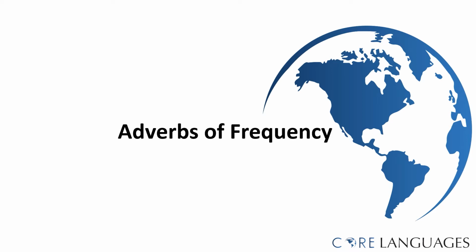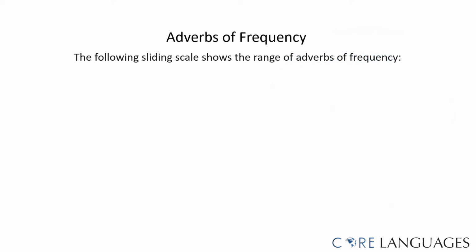Adverbs of frequency. Adverbs of frequency help us express how often we do something. The following sliding scale shows the range of adverbs of frequency, starting with the least frequent at 0 and the most frequent at 100.